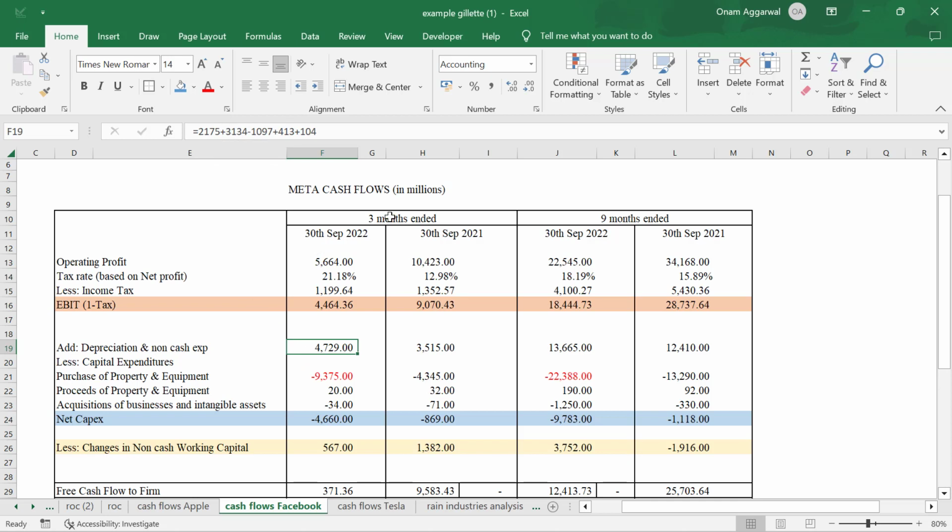So we can see in the 3 months ended, the depreciation and non-cash expenses were around $4.7 billion. In the previous quarter, it was $3.5 billion. In the 9 months period, it's $13.6 billion. And in the previous 9 months period ended 30th September, it was $12.4 billion.